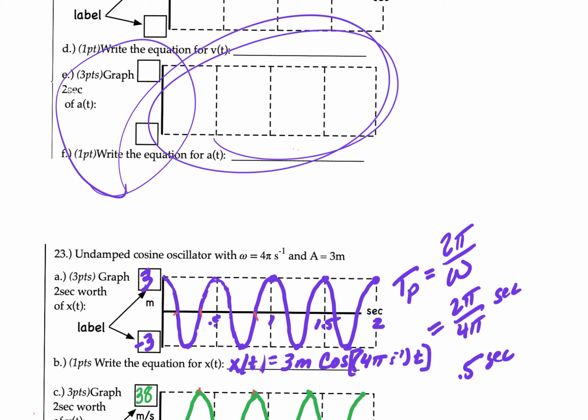Anyway, I can plot this up because I can figure out the period, T_P, just 2 pi over omega. So T_P is a half a second. I'm supposed to do 2 seconds' worth. And I know it's cosine. It says it's a cosine oscillator. There's no reason to assume negative cosine, so the default is positive cosine.